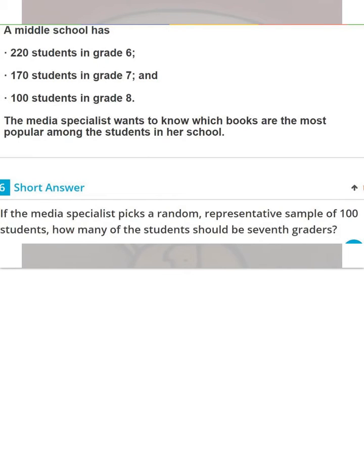Alright, we are moving along. School has this many students between 6th, 7th, and 8th grade. They want to know which is most popular, so they pick a random sample of 100 students. Of those 100, how many should be 7th graders? Let's think about this. So remember we talked about how we have to talk about the sample and the population.